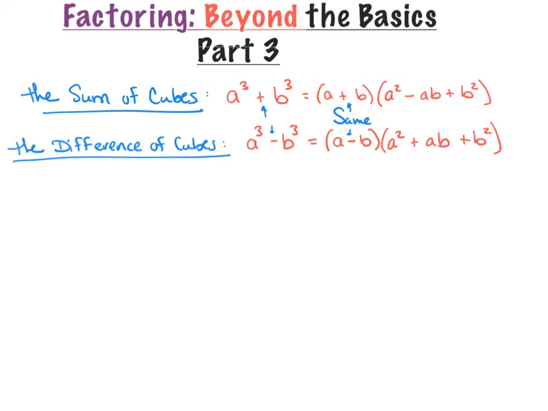Both trinomials start with an a squared, have a times b in the middle, and end with a b squared. The signs are the only part that's different. So the sign in the first binomial is the same as the question. The sign in the second trinomial is the opposite as the question. If the question has a plus, a cubed plus b cubed, it's an a squared minus ab. And then the final sign is always positive, always positive for the plus b squared.